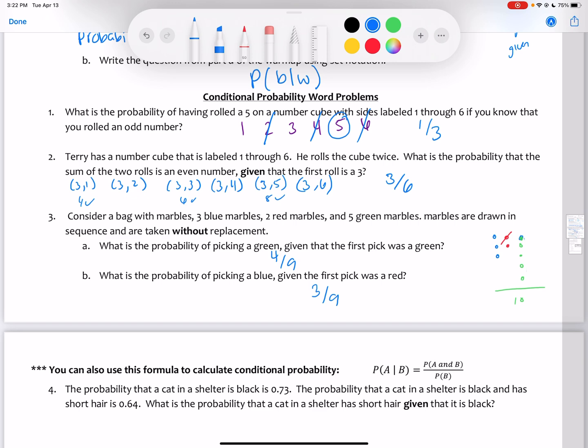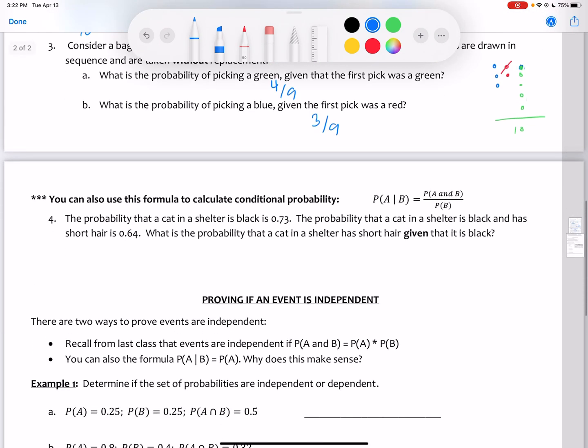But there's also another way to do this, and it's using a conditional probability formula. So here is the formula for conditional probability. The probability of A given B, so everything that's given is always going to be the second half, or the second letter. And what you're going to do is take the probability of A and B, and the notation for A and B is A, a little upside down U, and B, divided by B.